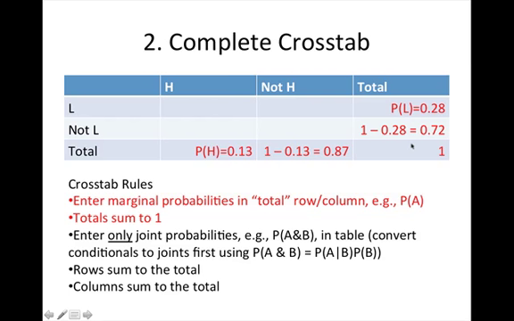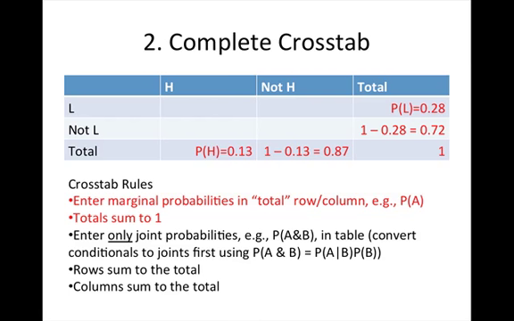Think of this like a Venn diagram. It's your entire sample space, therefore it has area 1. From that we can use the complementary rule to deduce that the probability of not H is going to be 1 minus 0.13, or 87%. The chance of not large being 1 minus 0.28, which is 72%. So we've already figured out the margins.